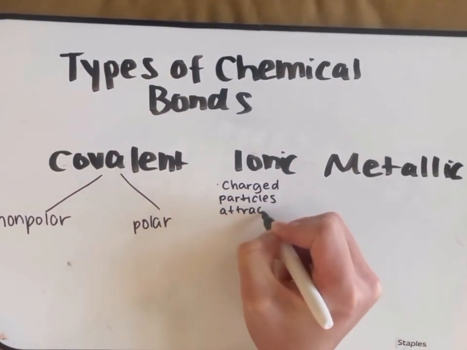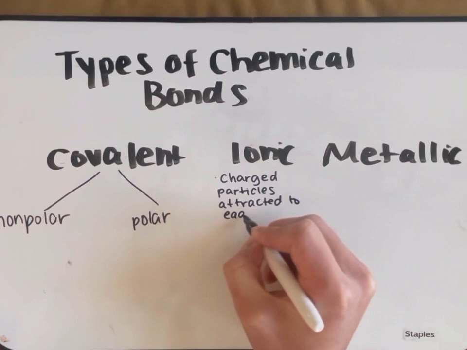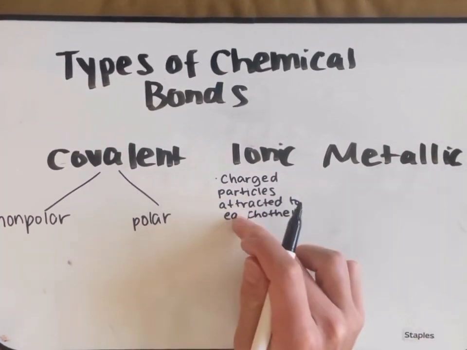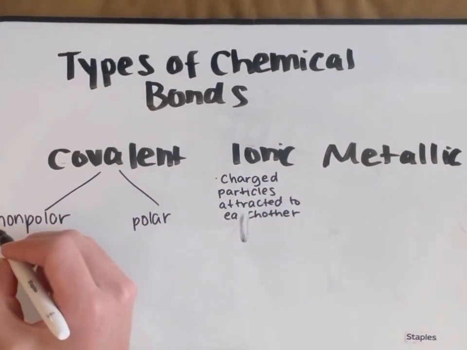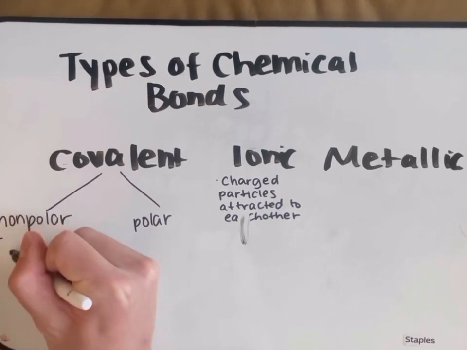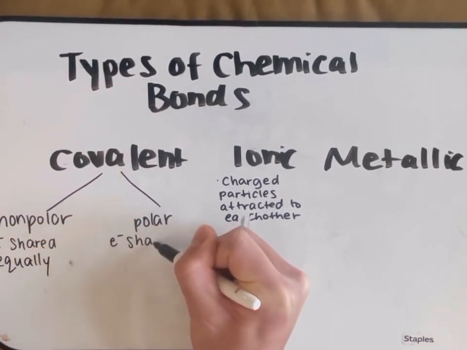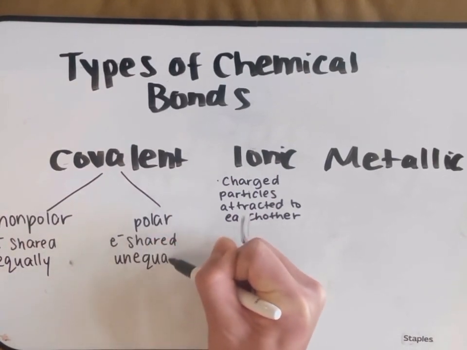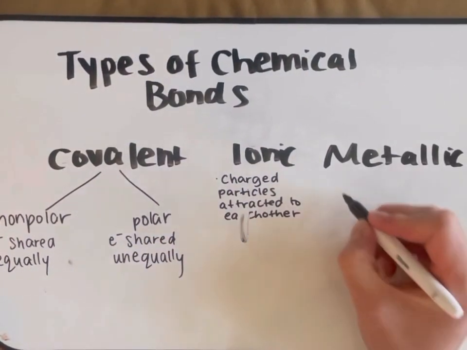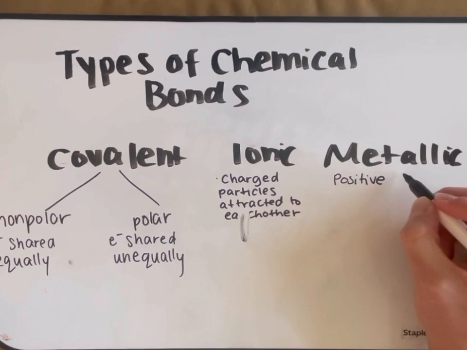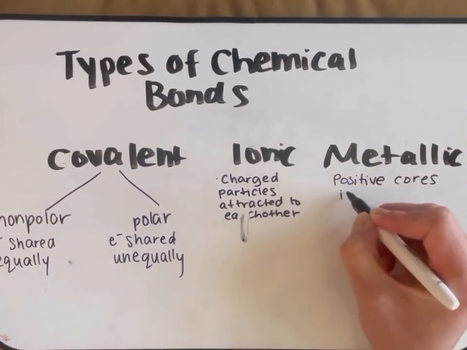But ionic bonds are charged particles attracted to each other. And nonpolar is when two electrons are shared equally between two atoms. And polar is when they're shared unequally. And for metallic, you can have positive cores.